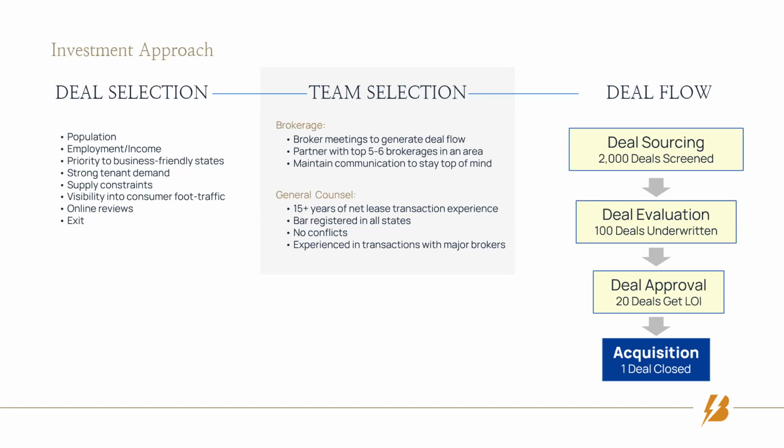Now, when it comes to looking at the specific deal, we look at a variety of different things. Everything from population, we do consider that. We look at employment and income. We do give priority to business-friendly areas and business-friendly states. We do look for strong tenant demand.